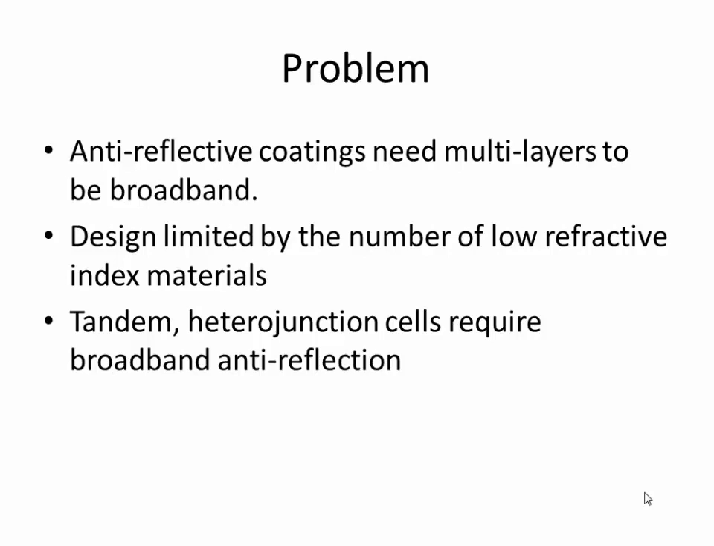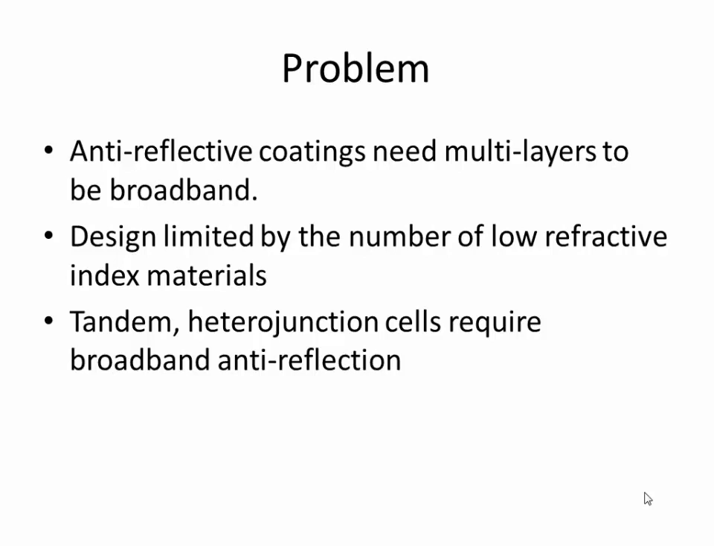And the problem is that in order to have an effective broadband anti-reflecting coating, you need a very large number of low refractive index materials like magnesium fluoride, and the lowest refractive index of magnesium fluoride is about 1.3. So the design is limited by the number of low refractive index materials.